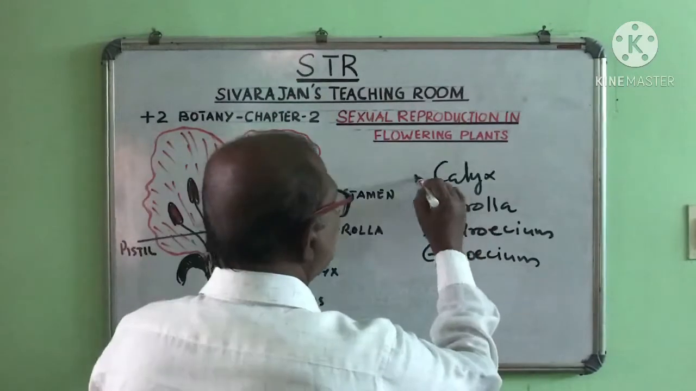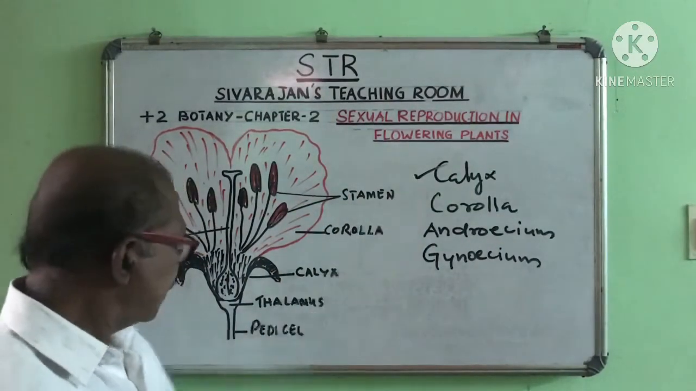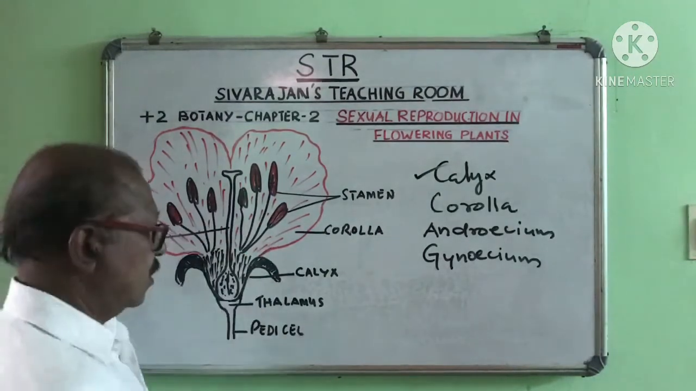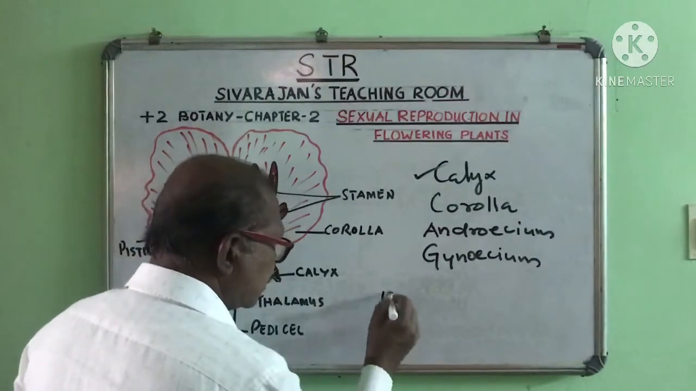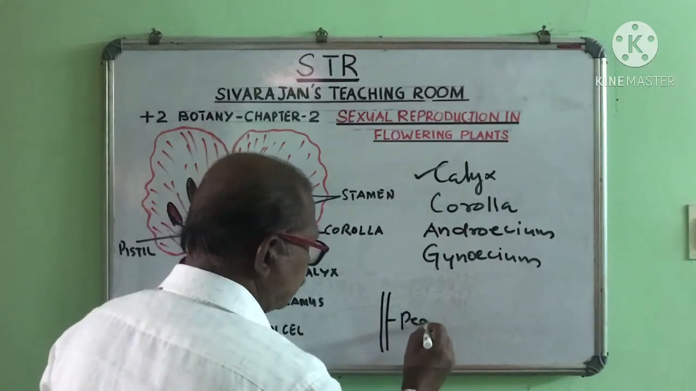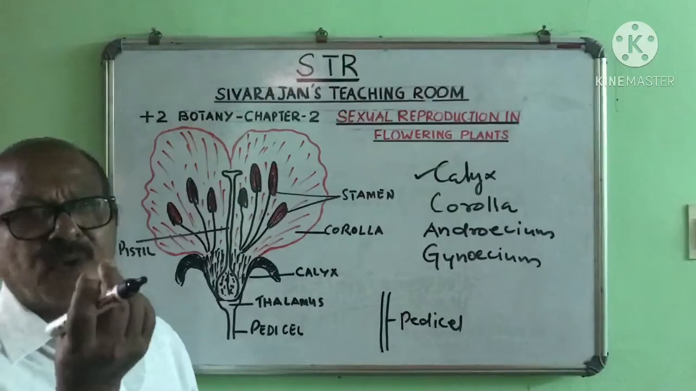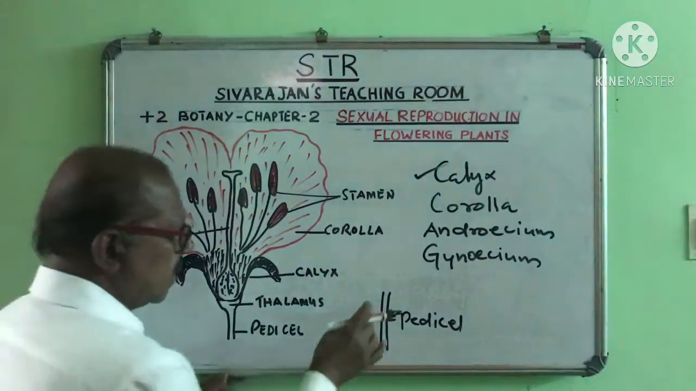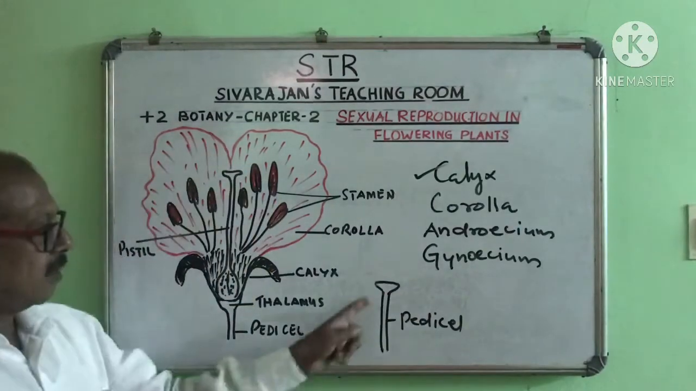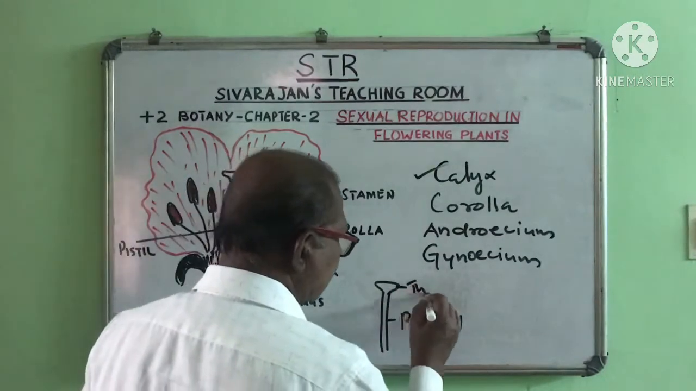Calyx is the outermost part of the flower. The flower is born on a small stalk, a small stick-like portion. This is the small stalk. This is called a pedicel, P-E-D-I-C-E-L. So the flower is at the tip of a small stalk. The stalk is called a pedicel. The tip of the pedicel is a flat thing. It is called a thalamus.